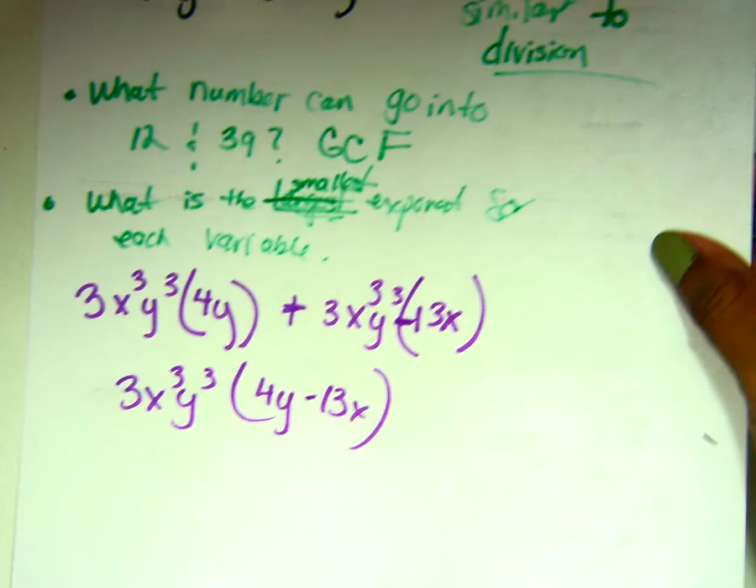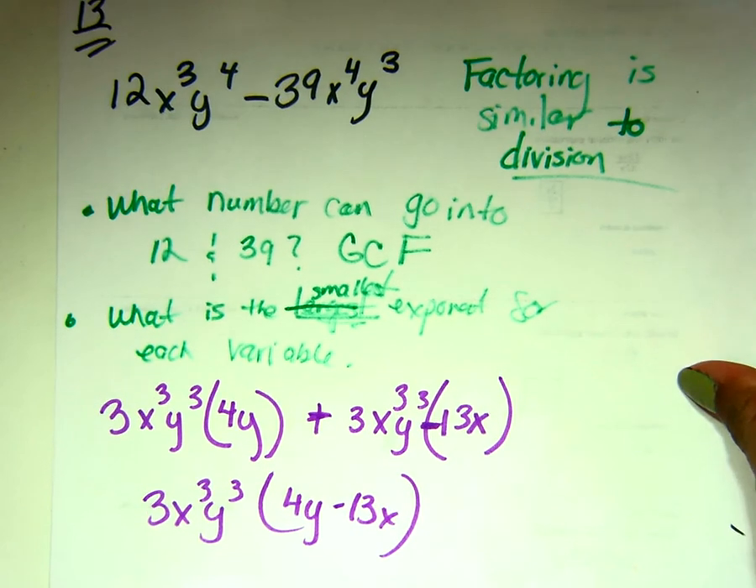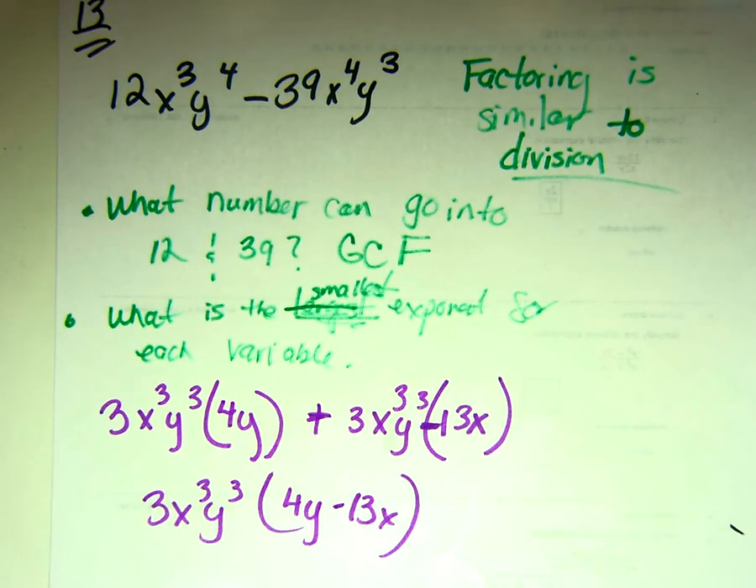But wait, there's more. So let me get that out of the way, make it a little bit more visible if possible. So this, we still have a polynomial. And it's an expression. So we have 12x cubed y to the 4th power minus 39x to the 4th y to the 3rd power. It's asking you to factor it.